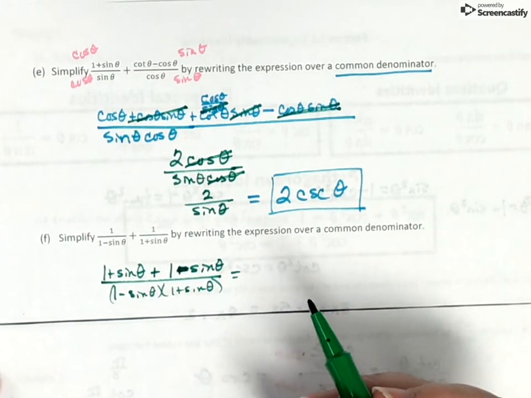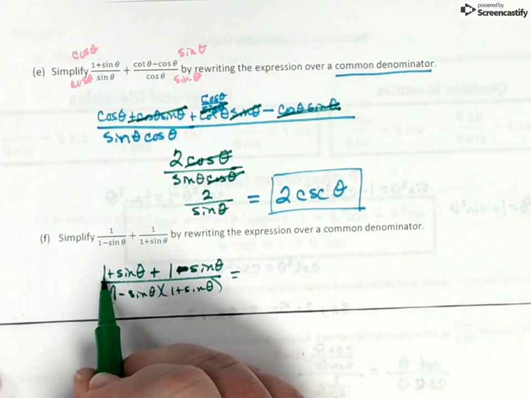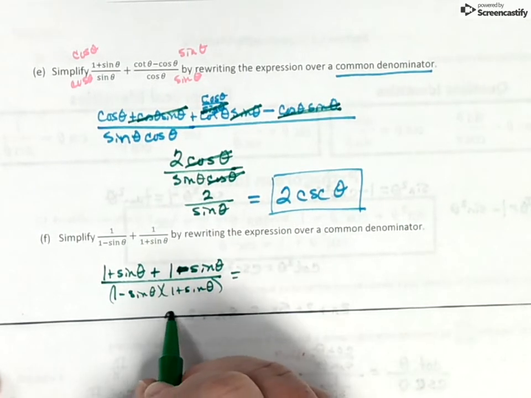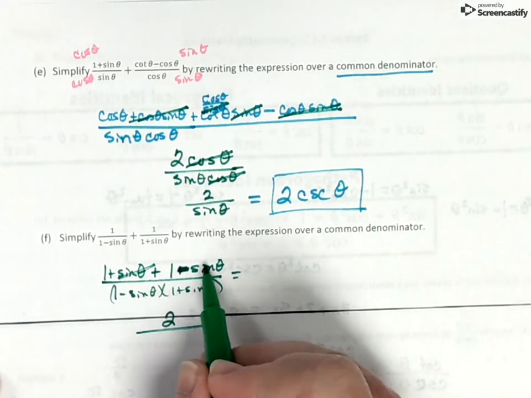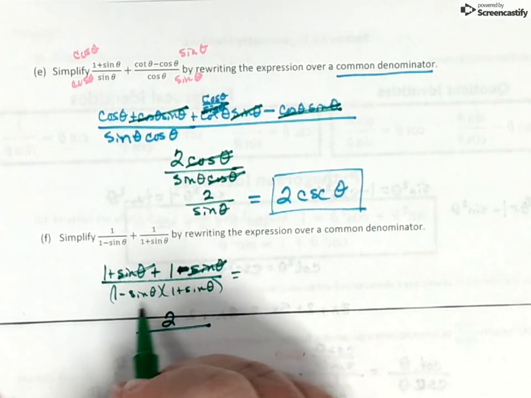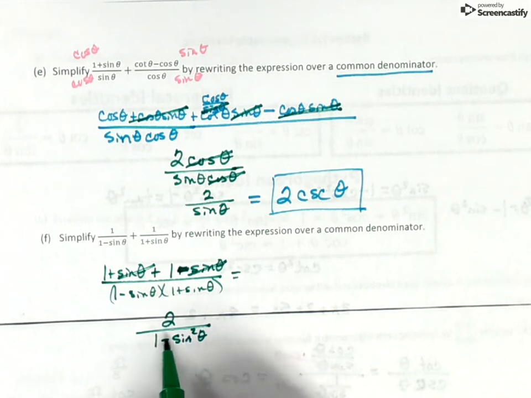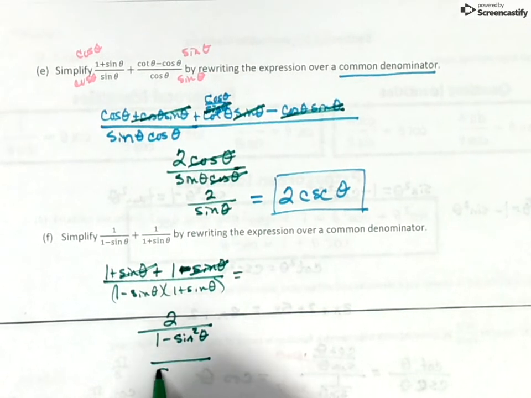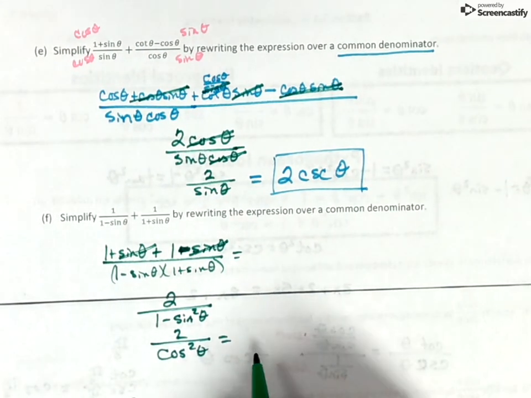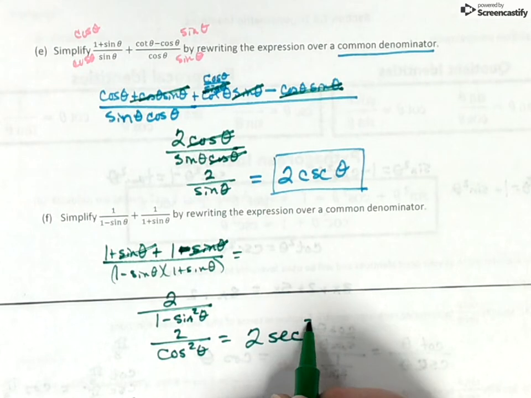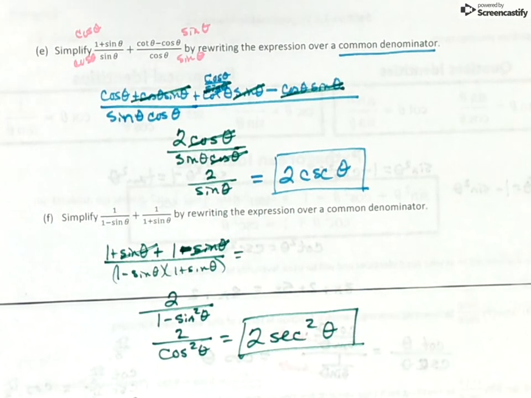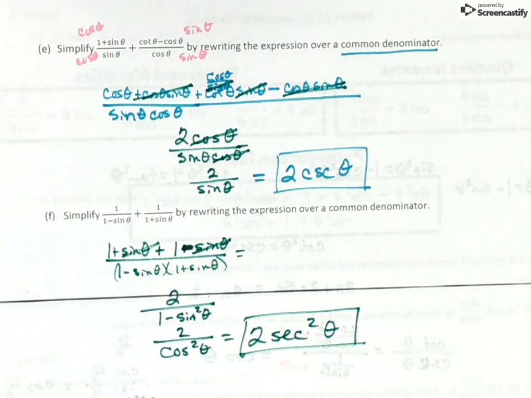What does that give us? Hopefully you've recognized now that this is 1 plus 1, which is 2. The sine theta and negative sine theta are a zero pair. And on the bottom, that's 1 minus sine squared theta. Think about your trigonometric identities. What is 1 minus sine squared theta? It can be written as cosine squared theta, so this is 2 over cosine squared theta. Cosine squared theta is the reciprocal of secant squared theta, so this is 2 secant squared theta, and we have simplified using a common denominator.